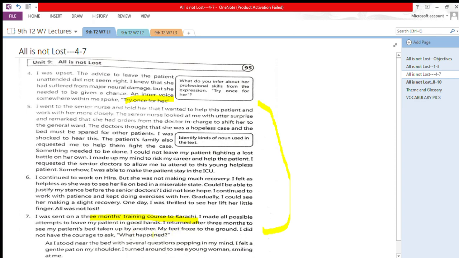And she didn't want to listen to any negative thing. Okay, she didn't want to see any negative thing, as I stood near the bed with several questions popping in my mind. So this is when she returned from Karachi after training, and she was standing next to that bed where she left her patient. So there what she saw, I felt a gentle pat on my shoulder.